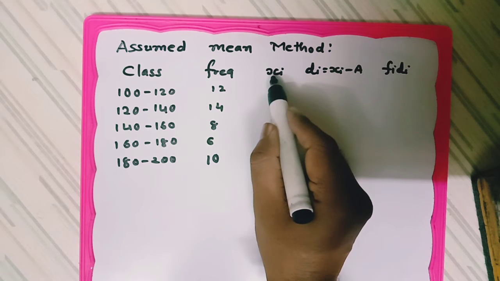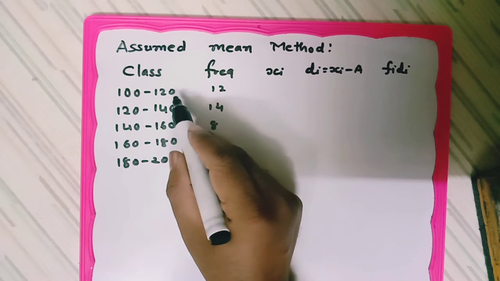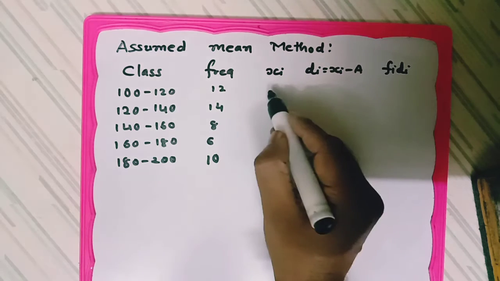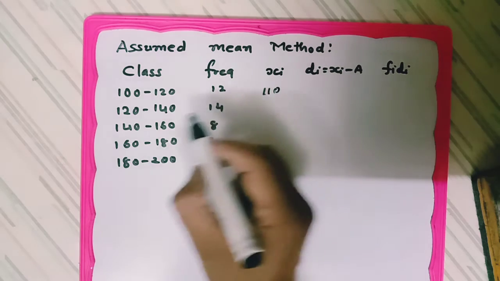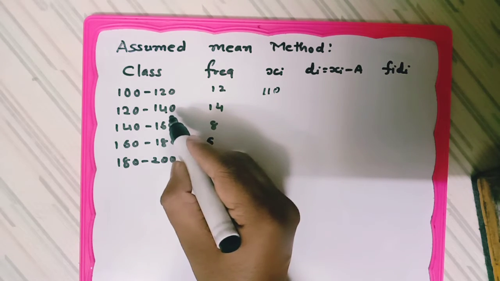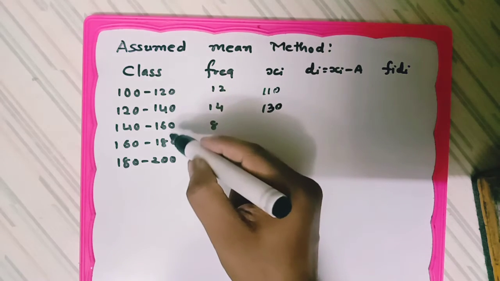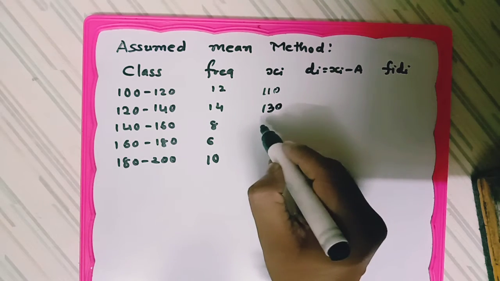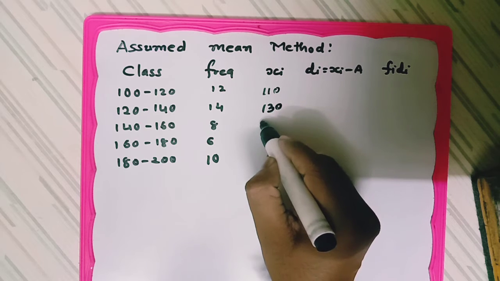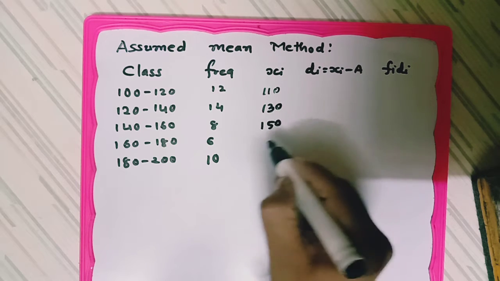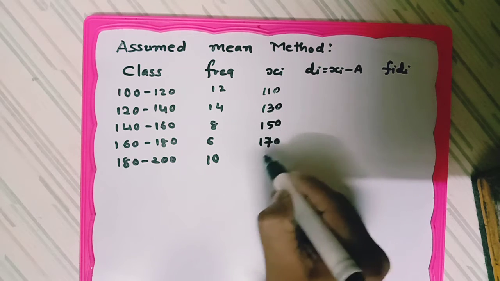So first we will calculate the central value xi. So 100 plus 120, 220 divided by 2, it is 110. Then 120 plus 140, 260 divided by 2, 130. So we can see each class increases by 20, and so the central value also will increase by 20. So 150, 170 and 190.